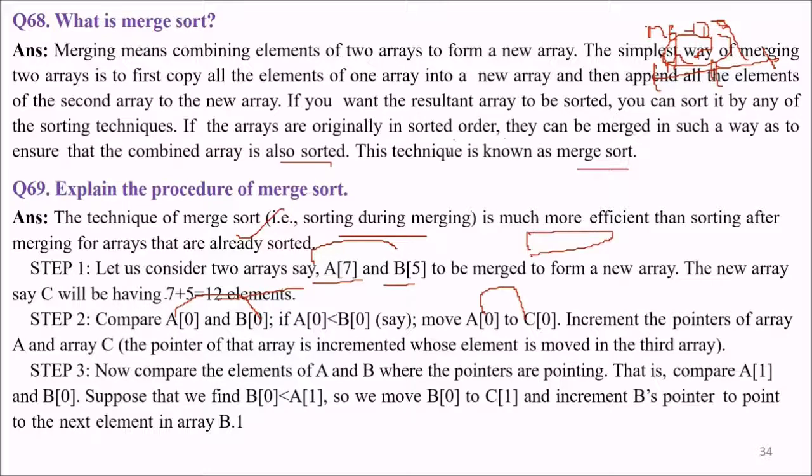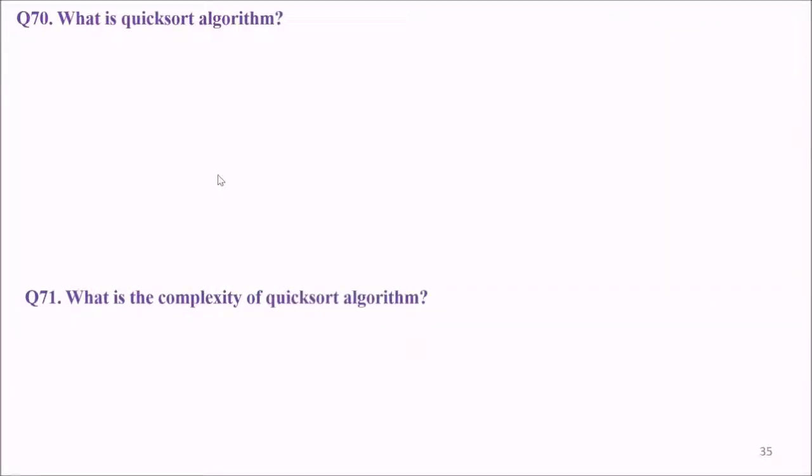So this is A, this is B, and this is C. We compare these two elements, and after comparing, we transfer the smaller one to C. Now we compare A and B where the pointers are pointing. The pointer will increment likewise. So we compare A1 with now B0. Suppose B0 is less than A1. We now move B0 to C1, since C0 has already been taken by A0. Then we increment B's pointer to point to the next element, B1. So this is how it is done.